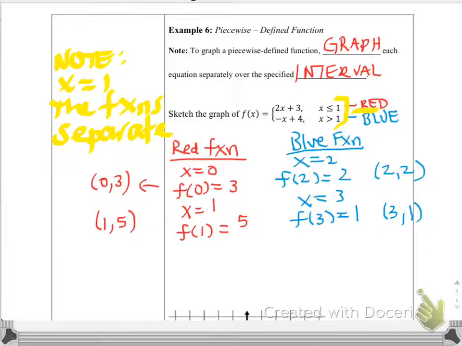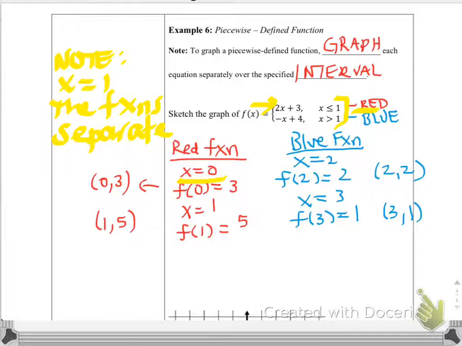So I just picked, and I keep it simple, so I always pick 0 wherever 0 is one of my options. And so 0 is one of the options, just looking at this top function. But look at that top function. It's 2x plus 3 for all x less than or equal to 1. So 0 is less than or equal to 1. So 0 would be with the red function. And if I plug f of 0 into 2x plus 3, I get 3, right?